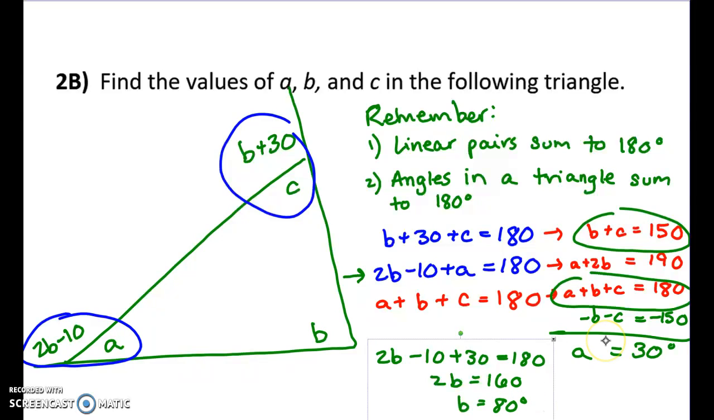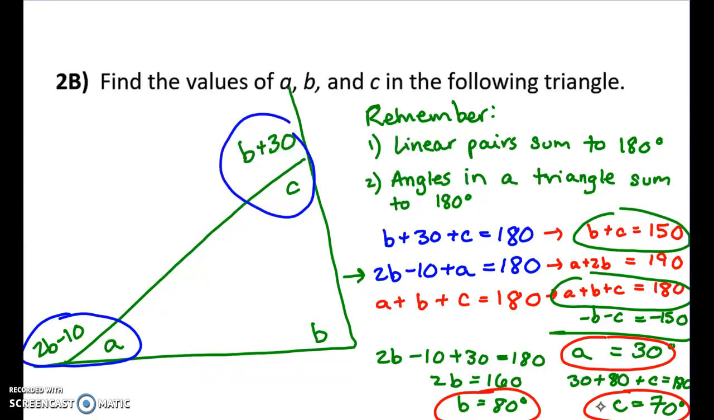And then I can take my A and B and plug in for C. A is 30 plus B is 80 plus C, which I don't know, have to add to 180. That's 110. So C must equal 70 degrees. So I found A, B, and C. There's A, B, and C. And my results are already interpreted because they're already listed with the angle symbols.